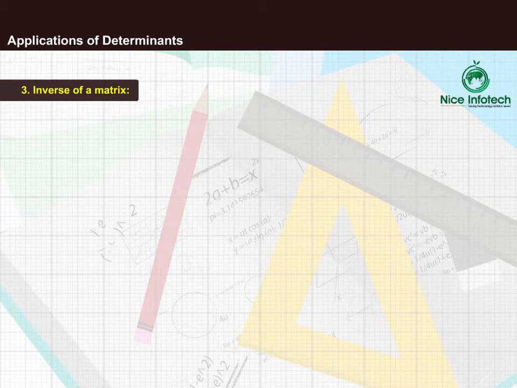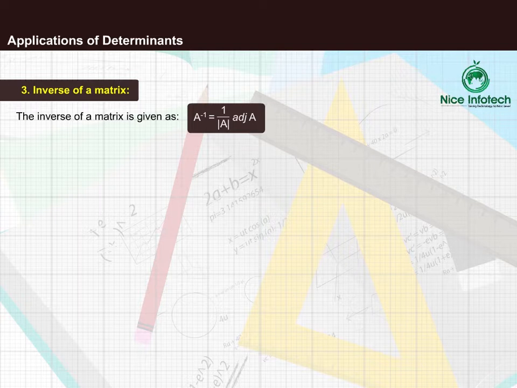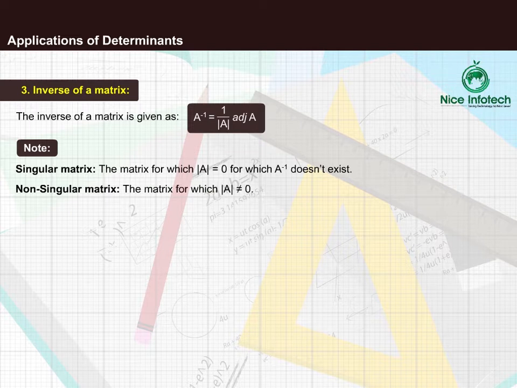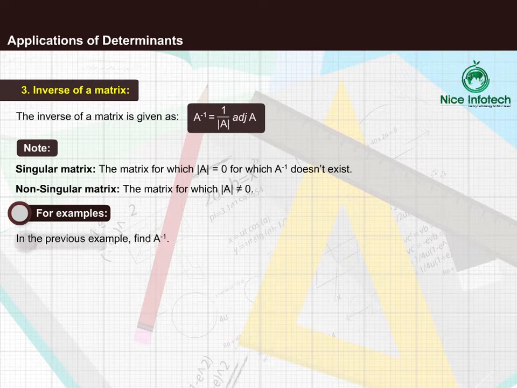3. Inverse of a matrix. The inverse of a matrix is given as A inverse equals 1 by determinant of A into adjoint of A. Note: singular matrix is a matrix for which the determinant is 0, for which A inverse doesn't exist. Non-singular matrix is a matrix for which the determinant is not equal to 0.